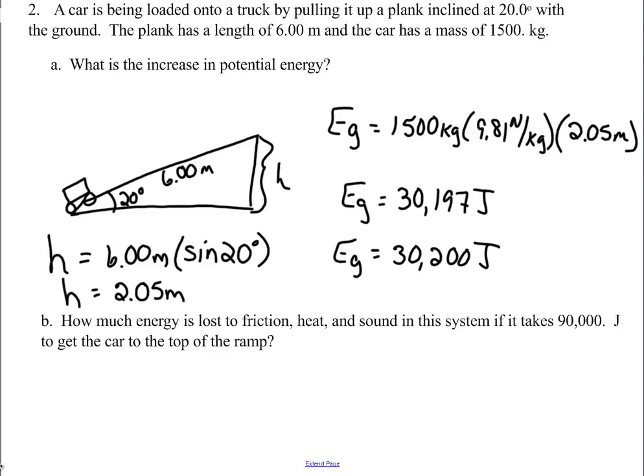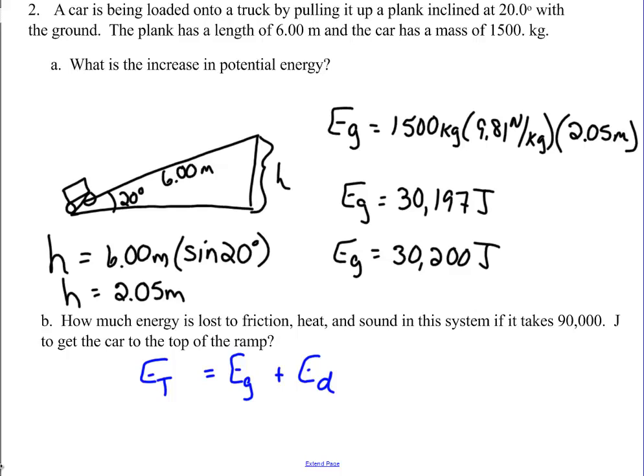All right, now I'm looking at some dissipated energy. It takes 90,000 joules, it says, to get the car to the top of the ramp. And the gravitational potential energy the car had when it got to the top of the ramp is only 30,000 joules. So what happened to the other? That's what must be lost. So total energy, in this case, is going to be gravitational potential energy plus dissipated energy.